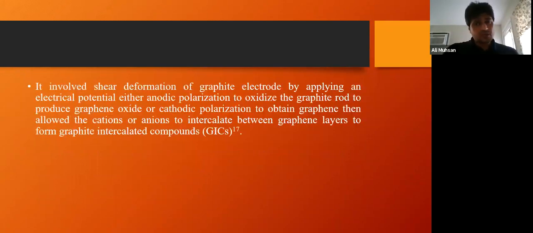The electrochemical exfoliation process involved shear deformation of a graphite electrode by applying an electrical potential, either anodic polarization to oxidize the graphite rod and produce graphene oxide, or cathodic polarization to obtain graphene, then allowing the cations or anions to intercalate between graphene layers to form graphite intercalated compounds.